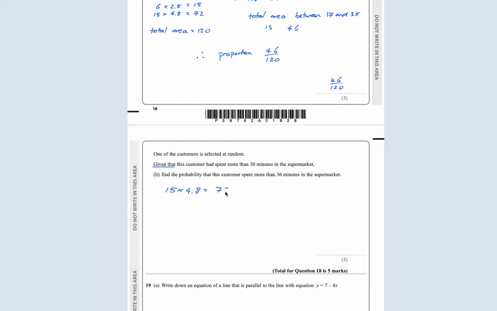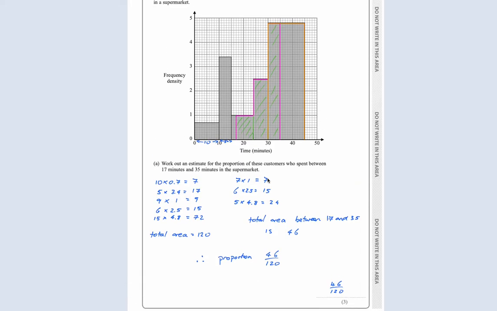So that's given that this customer had spent more than 30 minutes in the supermarket. So now what he's saying is there are now only 72 people that we are looking at, because he tells us he did spend more than 30 minutes. So there's 72 customers that we're talking about now. Find the probability that this customer spent more than 36 minutes. So now I just need to find the probability he spent more than 36 minutes. Again, this question, guys, is all about area. So where's 36? 36 is here.